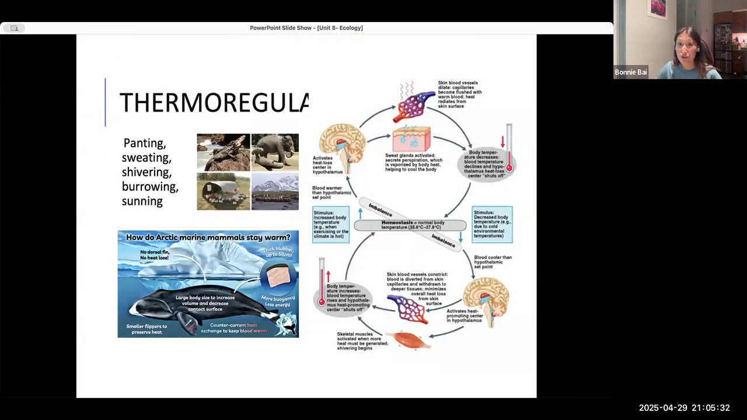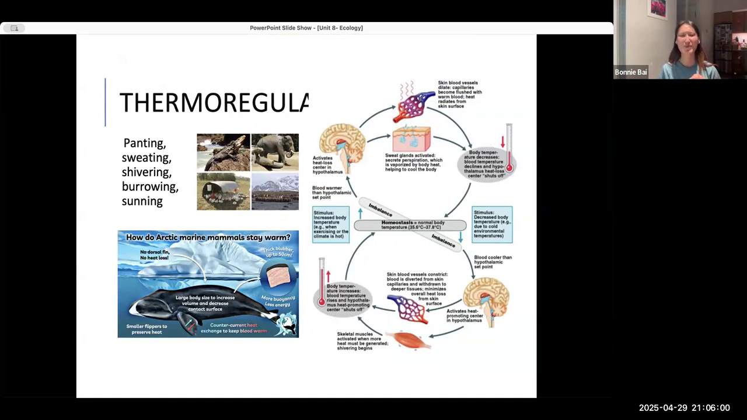Thermal regulation, you definitely should know about endotherms versus ectotherms. These are words that you should know. Endotherms means internal regulation, right? Like endo, inside, therm, temperature. You're regulating your own body temperature through the metabolic processes in your body, through panting, sweating, shivering, burrowing, sunning, all of those help you.